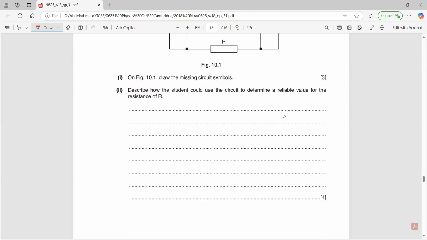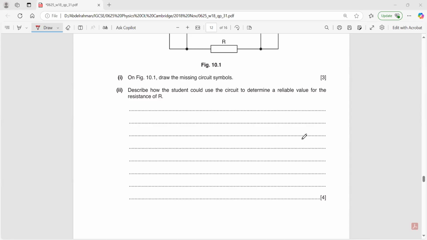How can I find a reliable value? I need to repeat. This is worth 4 marks. How should I repeat? That's the question. First of all, I need to close the switch, and then I need to change the resistance of the variable resistor. For each time I change the resistance of the variable resistor, I need to calculate the resistance again. I need to calculate the resistance of the resistor R equals V over I.